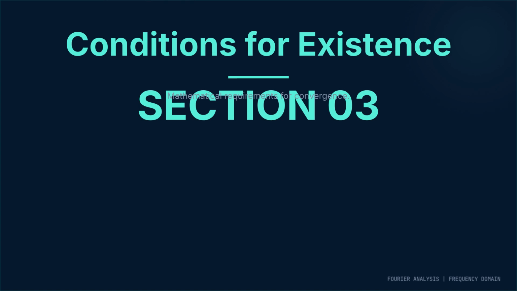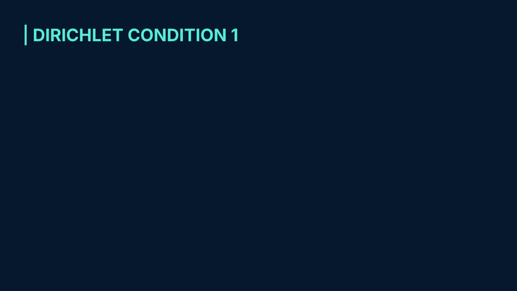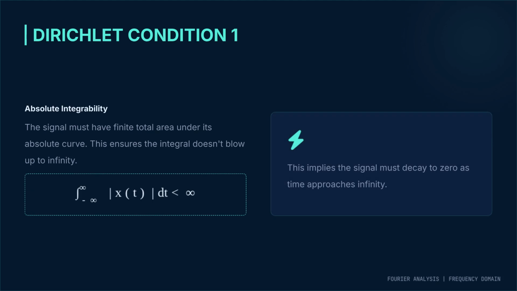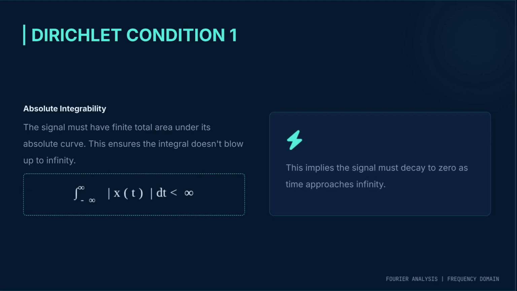Fourier transform to converge. The first Dirichlet condition is absolute integrability. The signal must have a finite total area under its absolute curve, ensuring the integral doesn't approach infinity. This means the signal must decay to zero as time approaches infinity.